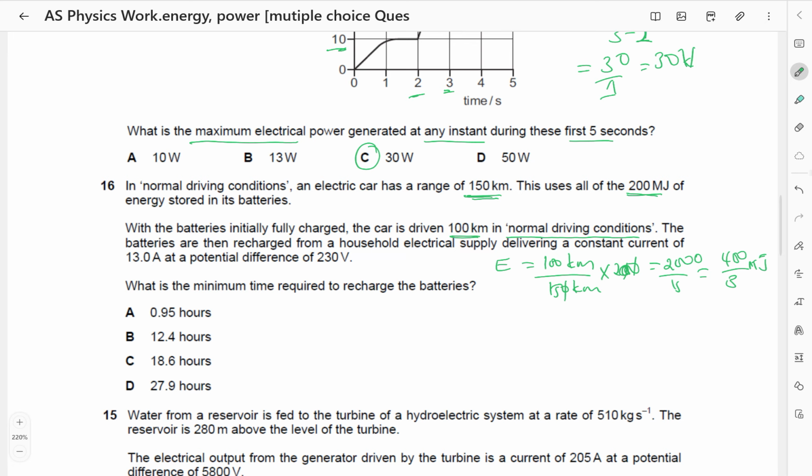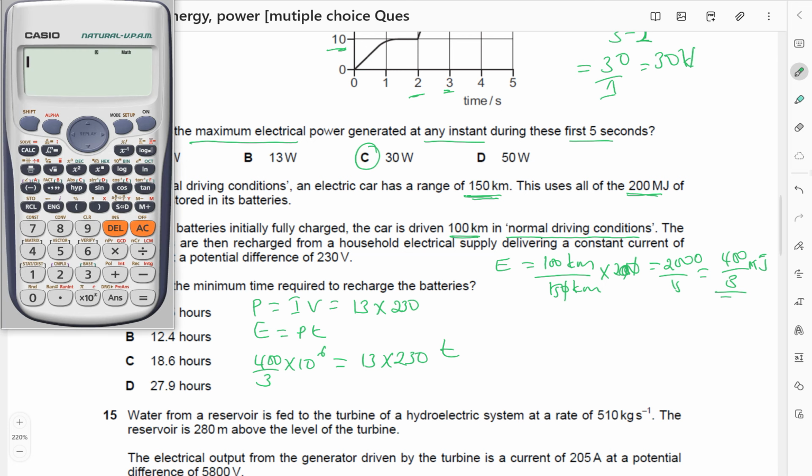So the question is, what is the minimum time required to recharge the batteries? The power in this case is equal to current times V. That is the power used for recharging. The power is going to be 13 times V, which is 230. So the energy is equal to power times time, and the energy used is 400 over 3 megajoules. So I will simply say 400 divided by 3, times 10 power 6, is equal to the power, which is 13 times 230, then times t.